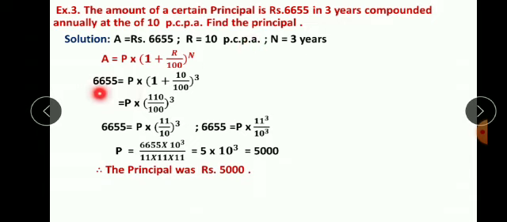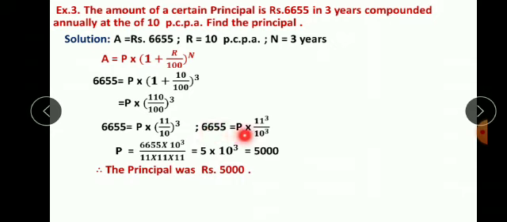Substitute the value of A now. 6,655 is equal to P into 1 plus R, which means 10 percent per annum, so 10 upon 100 to the power 3. 3 is what? N. Then here P into, now do the cross multiplication. 100 ones are 100 plus 10 is 110 upon 100 and its cube. So put the value again. 6,655 is equal to P into, here 110 gets cancelled, so 11 upon 10 we have and its cube.